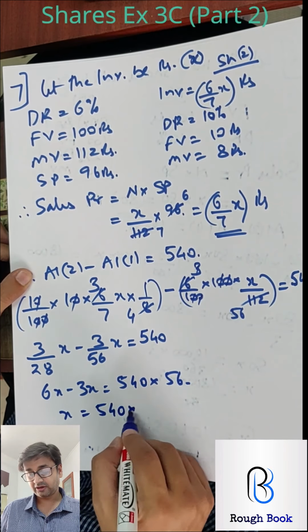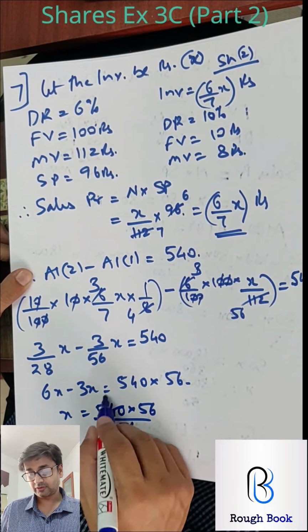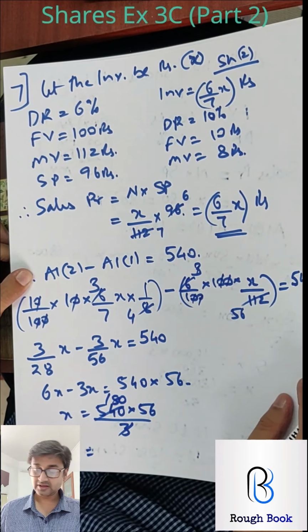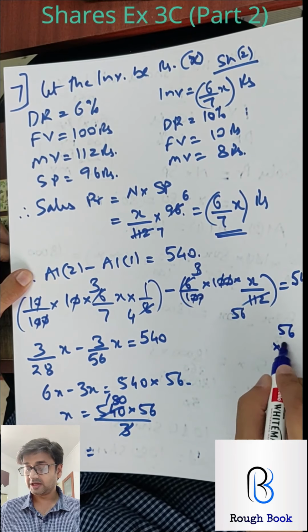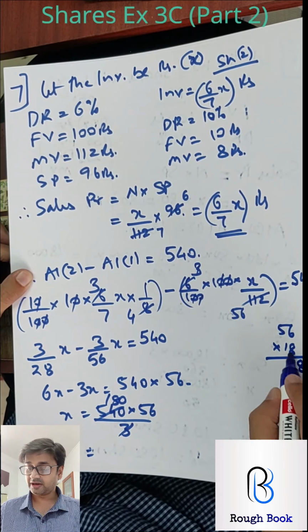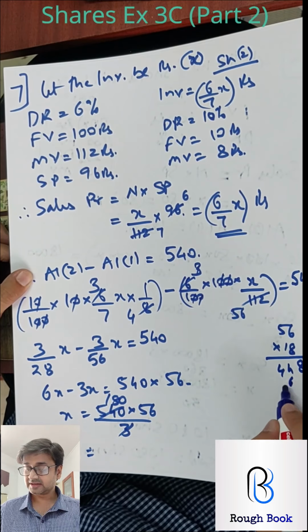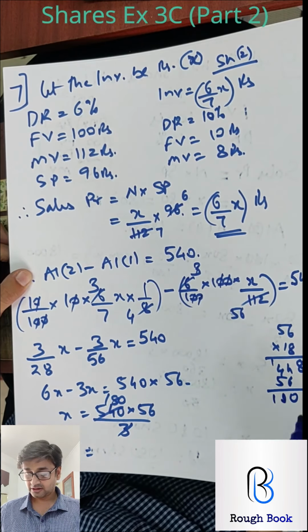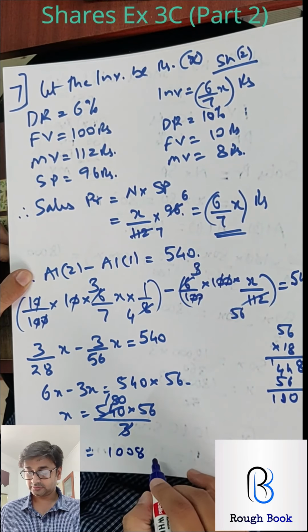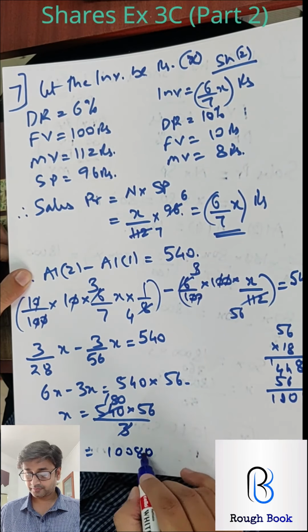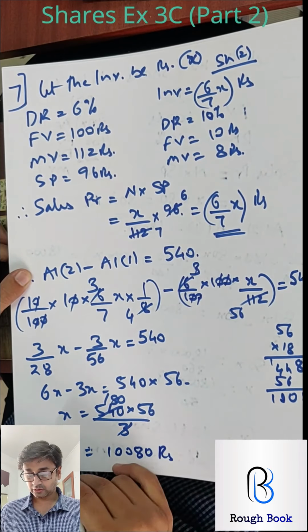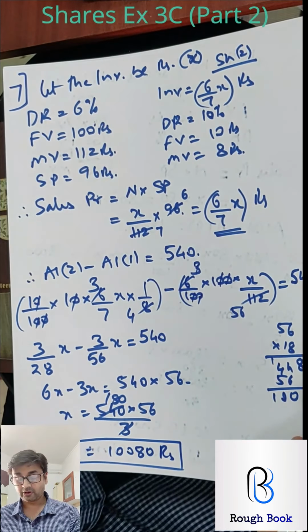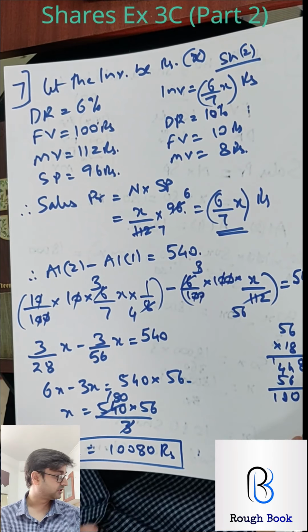So 540 into 56 upon 3, 3 ones are, 180s are. So final answer 180 into 56. So 56 into 18. 8 6s are 48, 44, 6 ones are 6 and 5. So I get 8, 10, 9 and 1 10. So it should be 10,080 rupees as the total investment. The question is find the total investment. We found the total investment as 10,080.